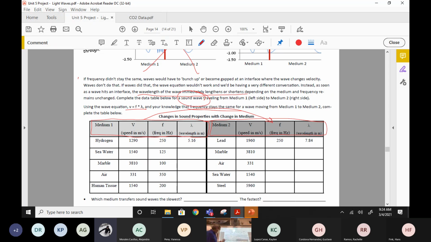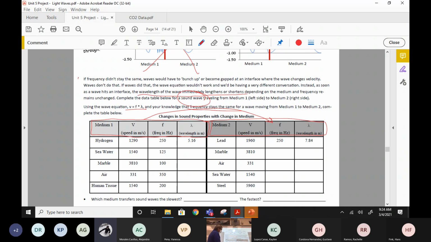So here in the list of medium one, these are the materials that the wave is traveling through. So we have sound waves going through hydrogen, through seawater, through marble, through air, through human tissue. But remember, we're going from the left side of the chart to the right side. So in the first one, we have sound going from hydrogen to lead. And the sound wave is going through that hydrogen gas, and then it's carried on through the lead. Can you imagine that? Sound wave is moving from hydrogen gas into lead, into metal.